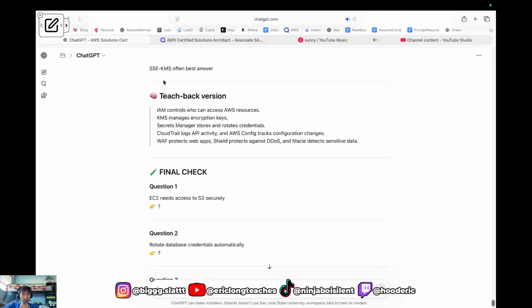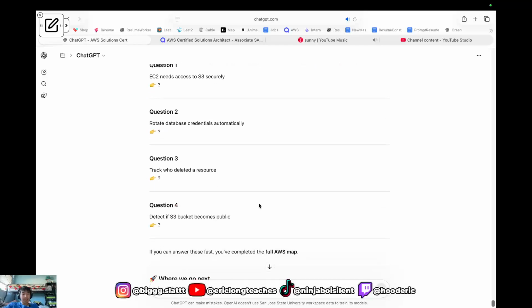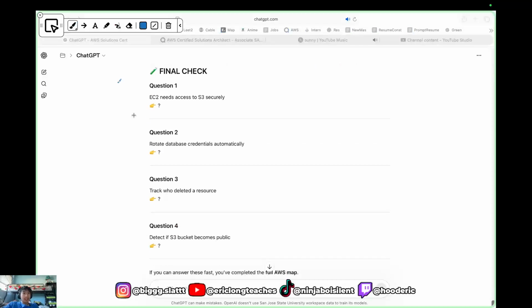Teach-back version. Okay. IAM controls who can access AWS resources, KMS manages encryption keys. Secrets Manager stores and rotates credentials. CloudTrail looks at the API activity. AWS Config makes sure that the configuration is good, such as who changed the IAM role. WAF protects the web apps. Shield protects against DDoS. Macie detects sensitive data being leaked. All right, now let's go answer these questions.